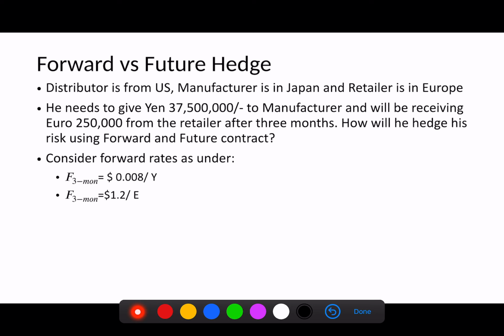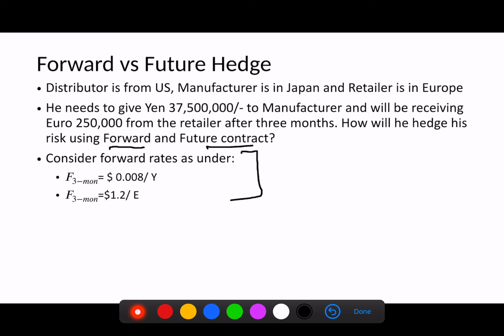So what would he do? How will the hedging work when it comes to forward contracts and futures contracts? Now, if these are the forward contracts, these are the 3-month forward rates between the US dollar and Japanese yen, where each unit of Japanese yen is $0.008 and each unit of euro is equal to 1.2. Let's see first how the forward works, and then we'll continue with the future as well.